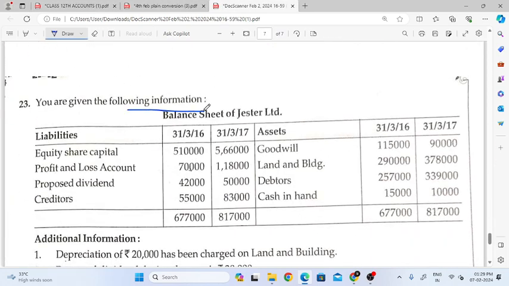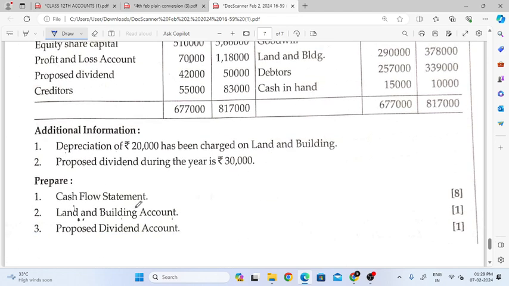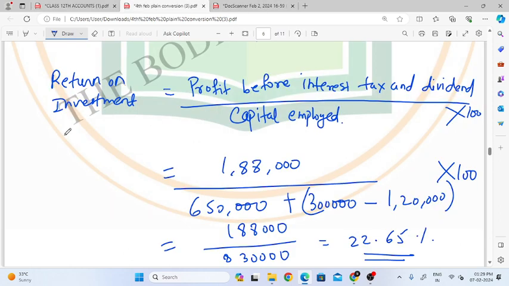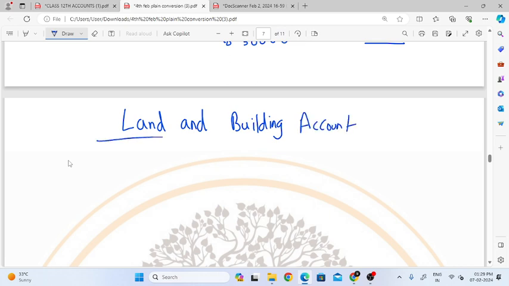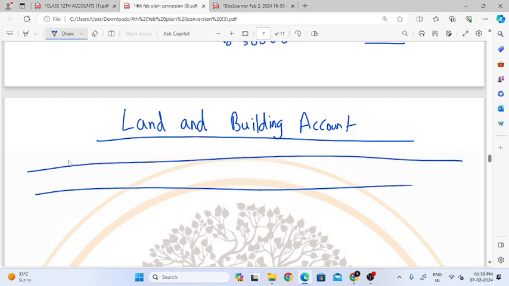You are given the following information. This is your cash flow statement, wherein you have to prepare land and building account and proposed dividend account. So the first step is you have to prepare land and building account. So I'll show land and building account over here. This is the normal asset account. So particulars, amount.